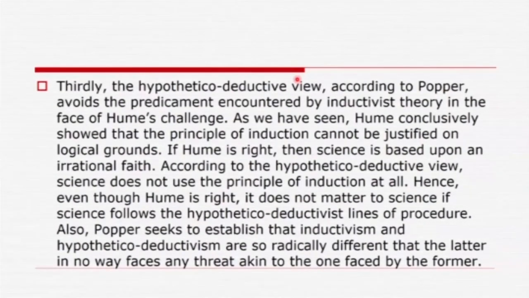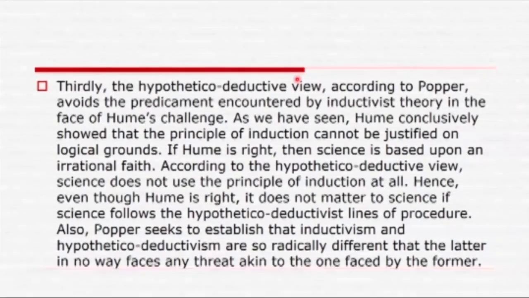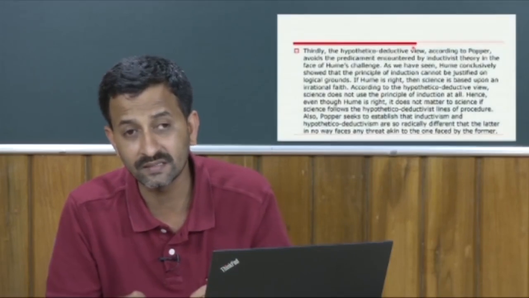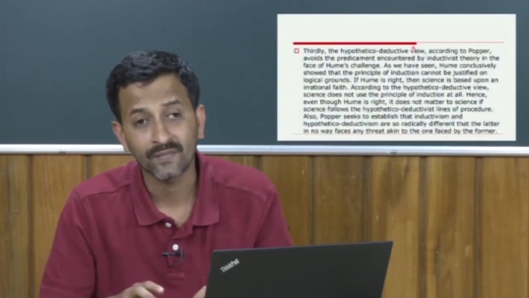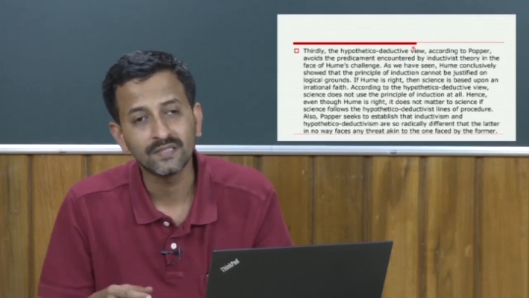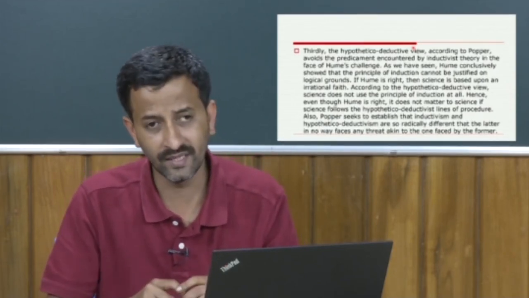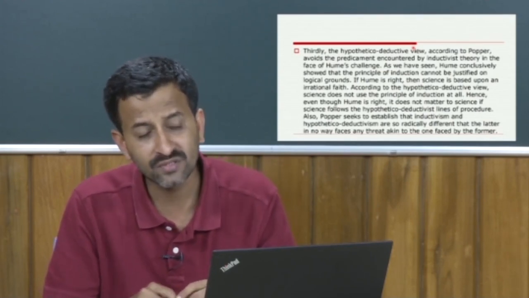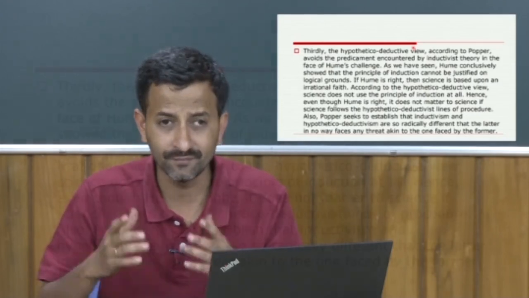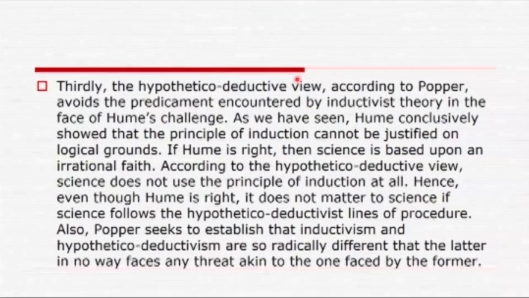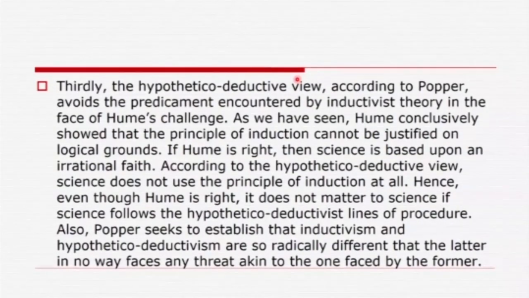Thirdly, the hypothetico-deductive view, according to Popper, avoids the predicament encountered by inductivist theory in the face of Hume's challenge. Hume was an inductivist, as we have already discussed, and he also tried to foreground a certain critique of inductivism from within, because of his disbelief in the school of hypothesism, and so on. As we have seen, Hume conclusively showed that the principle of induction cannot be justified on logical grounds. If Hume is right, then science is based upon an irrational faith or animal faith, that is what he said.